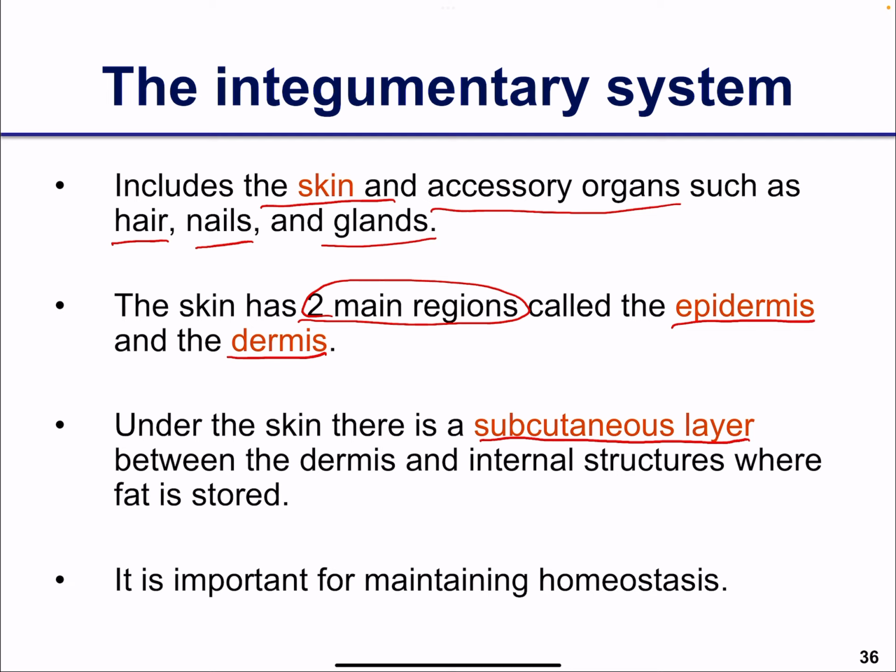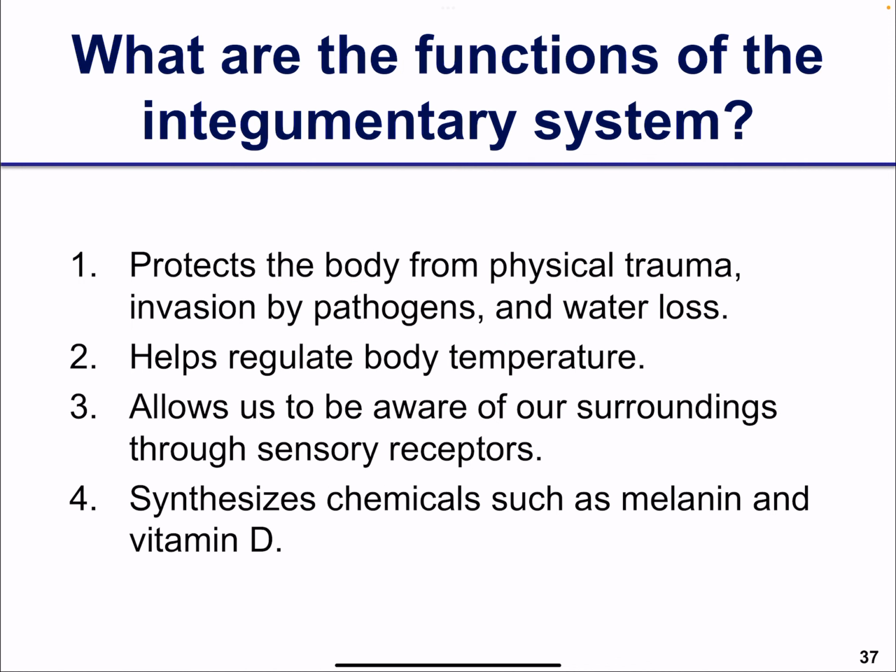And the skin is going to be very important in homeostasis, including maintaining an internal temperature that is set at 37 degrees Celsius, and preventing loss of water. That plays a role in maintaining a proper amount of water in the body.